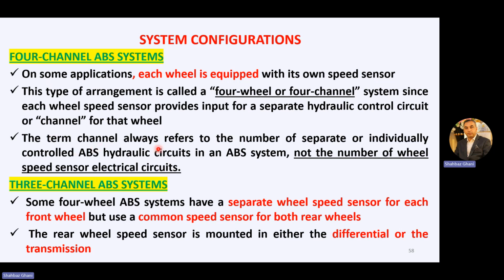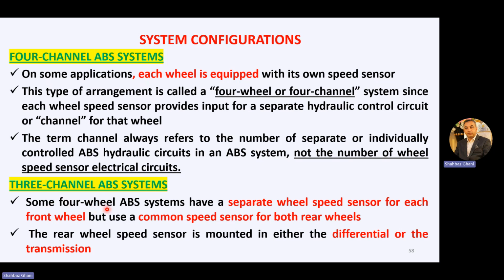The term channel always refers to the number of separate or individually controlled ABS hydraulic circuits in an ABS system, not the number of wheel speed sensor electrical circuits. So this is the 4-channel ABS system. Now, the 3-channel ABS system.